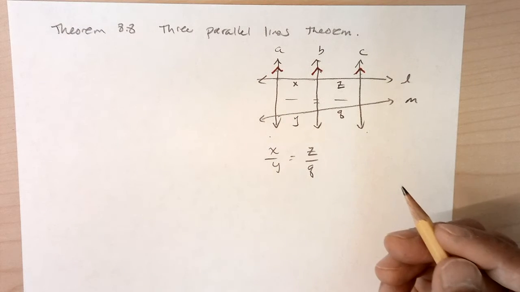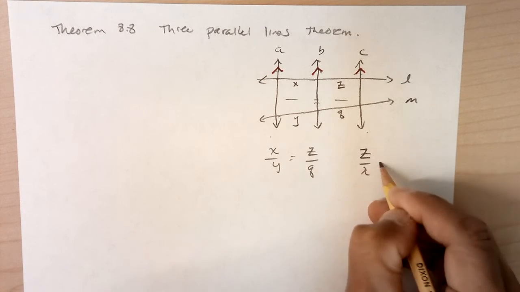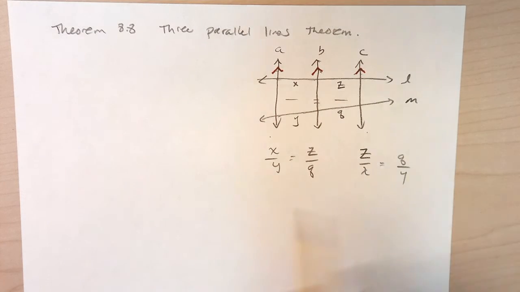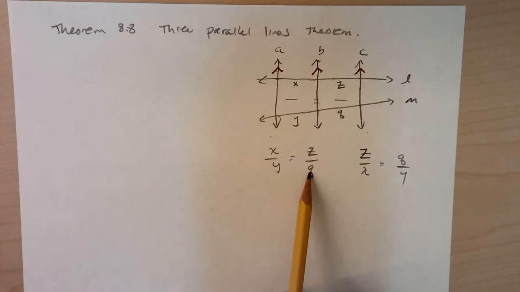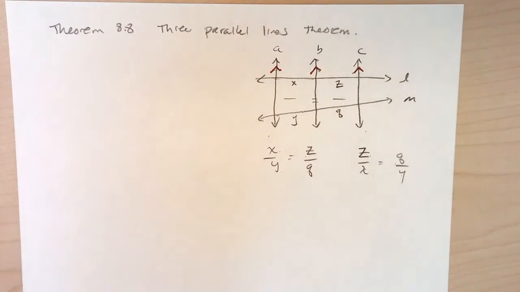Or, kind of like another theorem that we went over, I could also set up something like z over x is equal to q over y. Those are equivalent proportions because x times q is equal to y times z. Z times y is equal to x times q, same thing.